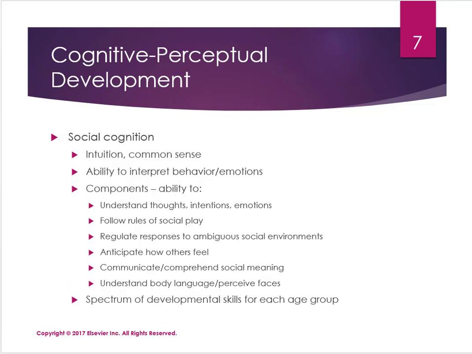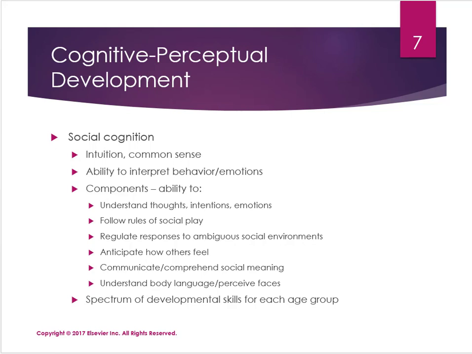So social cognition is our intuition or our common sense. It's our ability to interpret behaviors or emotions that we perceive from others. It has several components, and those are based on our ability to be able to do certain things, such as understand thoughts, follow rules of social play, regulate responses in social environments, anticipate how others may feel based on a certain circumstance that has occurred, communicate and understand social meaning, and understand body language or perceptions of different facial expressions.